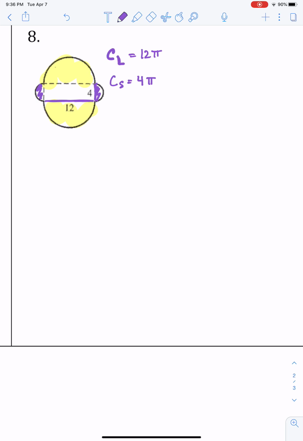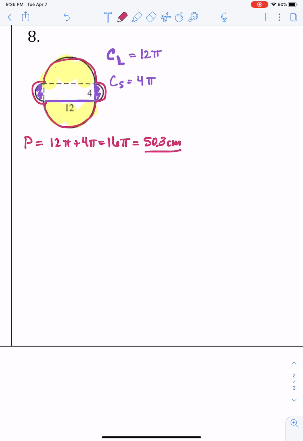So to find the perimeter, I'm only going around the circle. So there's my big circle, and here are the 2 small circle pieces. So perimeter is only those 2 pieces. So 12 pi plus 4 pi, that's 16 pi, which when you use the calculator now is 50.3 centimeters.